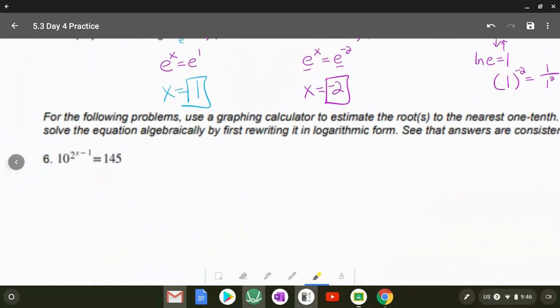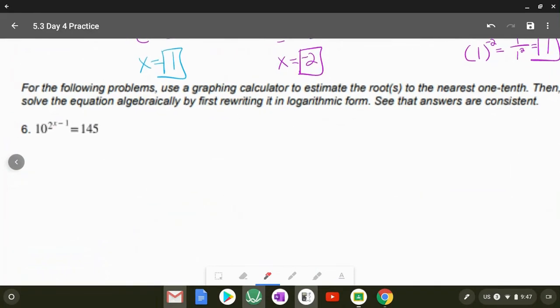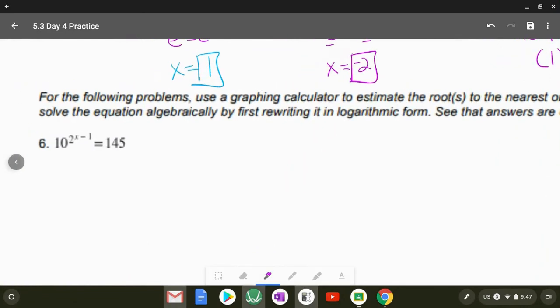If you take a look at number 6 and 7 and 8, it's saying that we want to use a graphing calculator to estimate the roots to the nearest tenth, then solve the equation algebraically by first rewriting it into logarithmic form, and then see that the answers are consistent. So if we look at this one, I'll show you both ways for this one. It's tough to see here, but just be aware. This is 10 to the second, and then the second is being raised to the x minus 1.